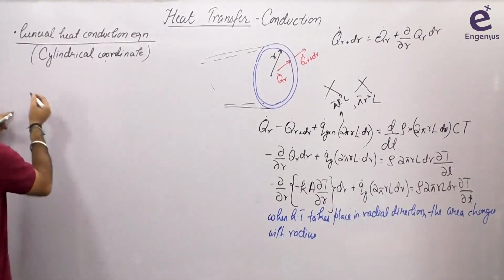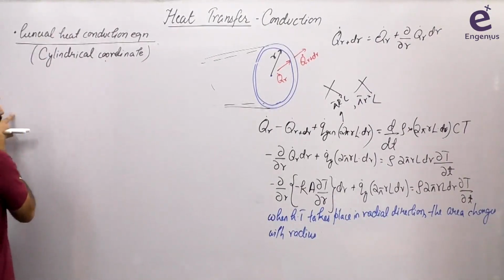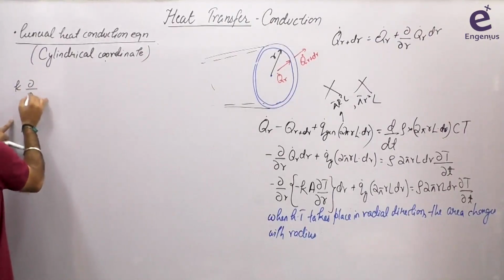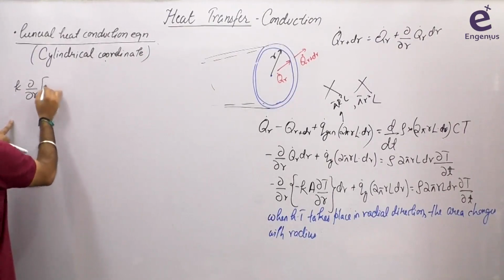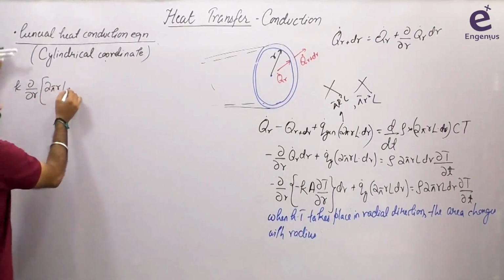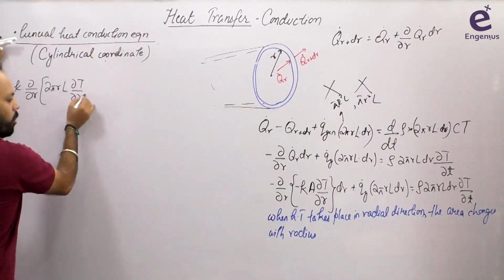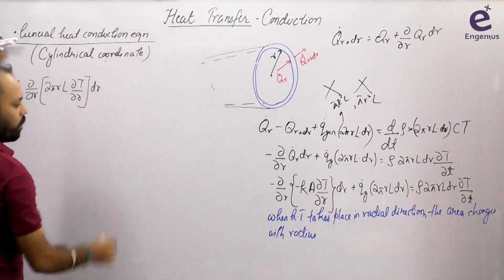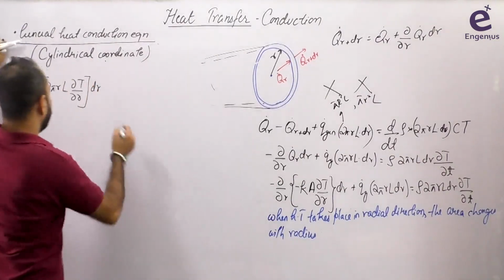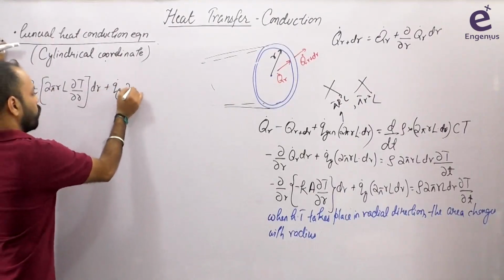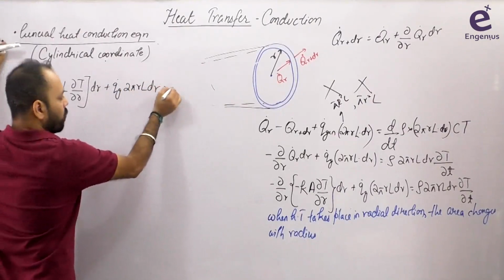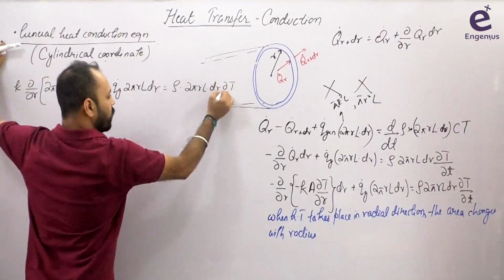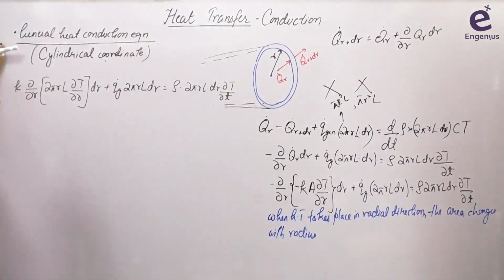So this equation can be written as, you can write k can be taken out, that is not a problem, and then it will become a positive sign. So k del by del r, I can't take area outside, please note. So 2 pi RL del T by del r. Very carefully you have to open each and every bracket. This is dr, right? This is pi, okay, plus q generation 2 pi RL dr is equal to rho into 2 pi RL dr del T by del t. ठीक है, ठीक है ना.